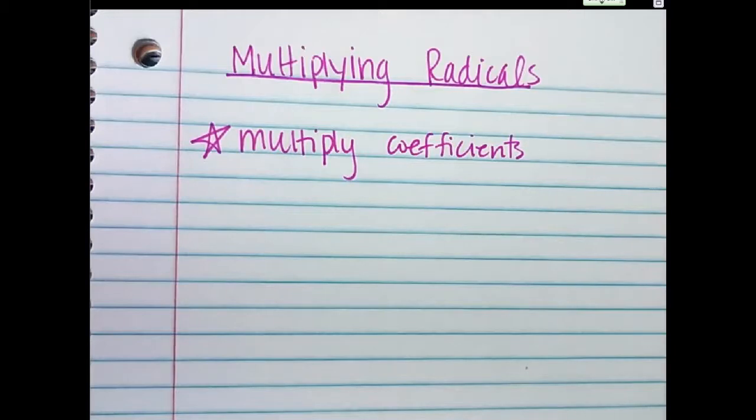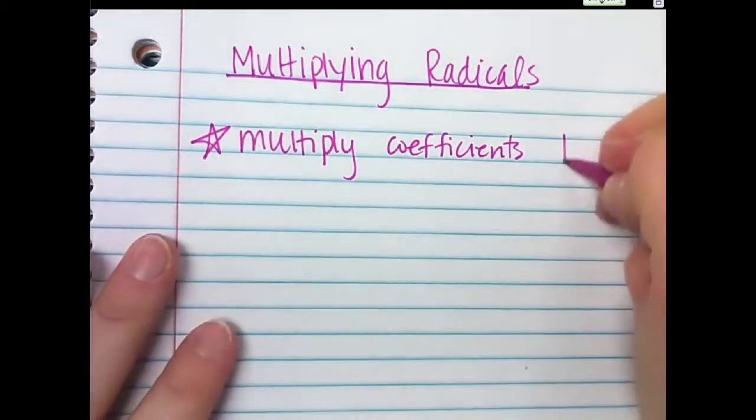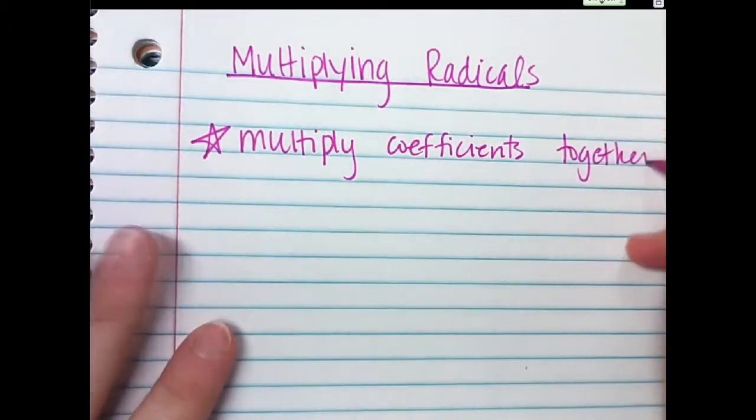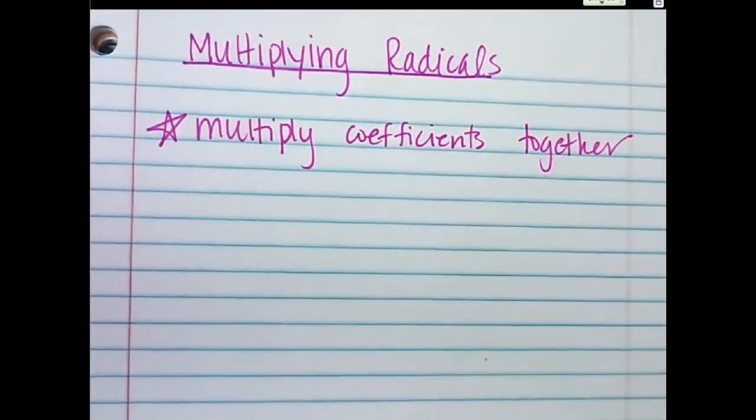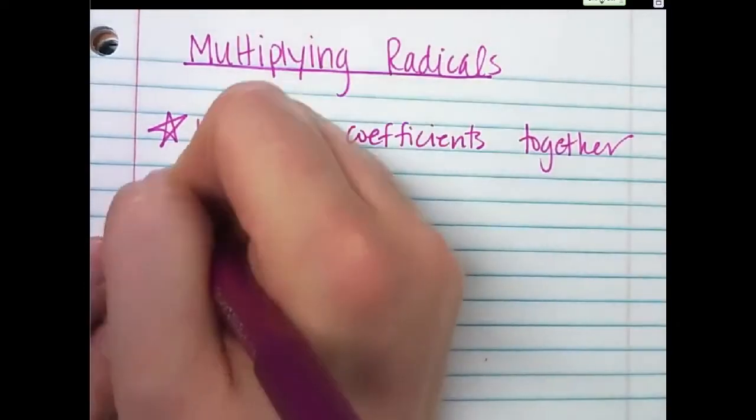And then this would be, there's a name for that. It's like the radicand, but I don't care about that. It's just the number under the radical. So we're going to multiply coefficients together. So basically, if it's not inside a radical, it can multiply together. If it's inside a radical, it gets multiplied together.